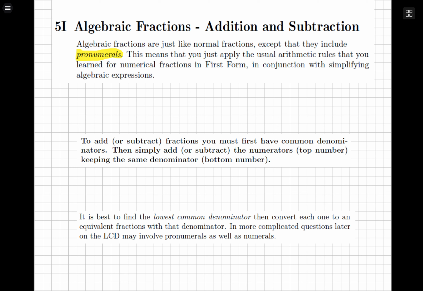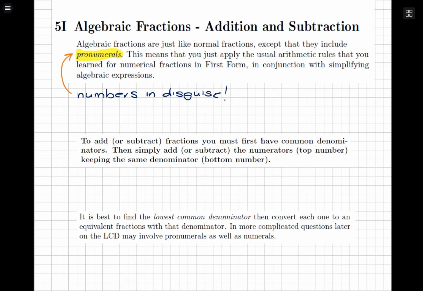So there's nothing new, no new rules, other than remembering that a pronumeral is just like a normal number. It just looks a bit more confusing because it's a letter instead of a number that you're used to seeing. So it's probably best to think of it as a number in disguise. It's doing the work of a number, it's just not as obvious.